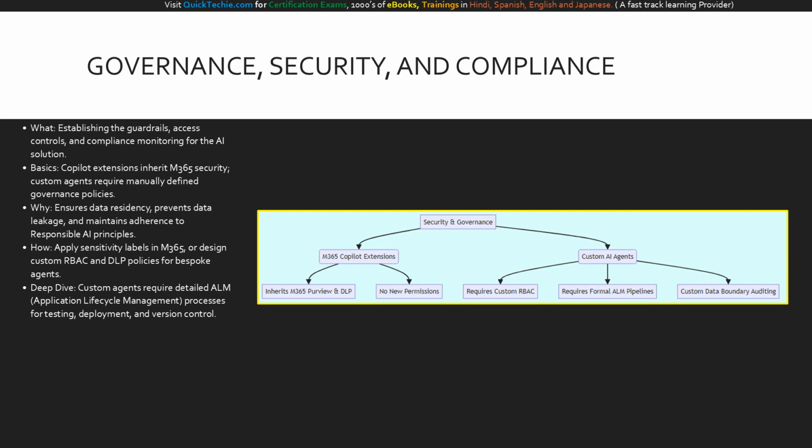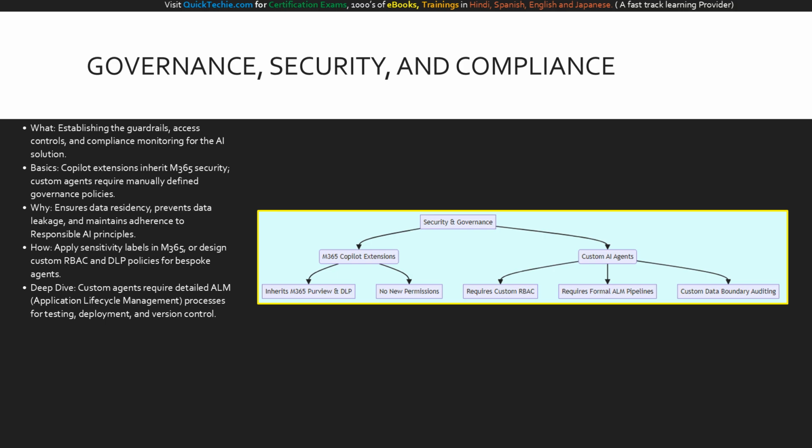Security cannot be an afterthought. Slide 6 addresses governance, security, and compliance. What this involves is setting up the guardrails, audit trails, and access controls that keep your enterprise safe. The basics form a stark contrast. Extending M365 Copilot automatically inherits your existing Microsoft 365 security posture.